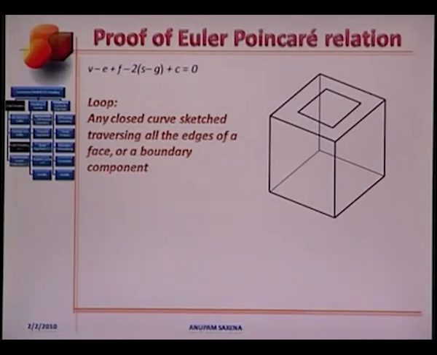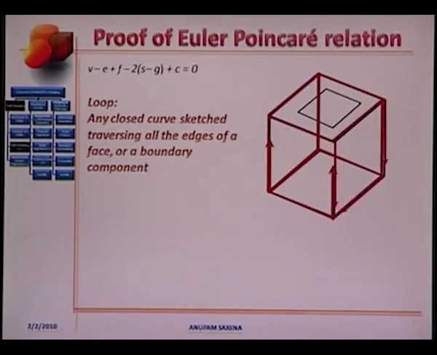If you look at this figure here of a block, we have the top face opened up by a boundary component. So this is the first loop. We traverse the 4 edges of the face which is nearest to us. The second loop, the third loop, traversing the bottom face. The fourth loop, traversing the top face. Fifth loop, and the sixth loop. And then we'll have a loop corresponding to the boundary component at the top.